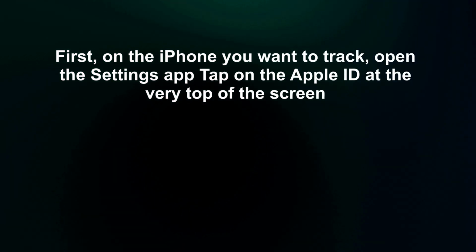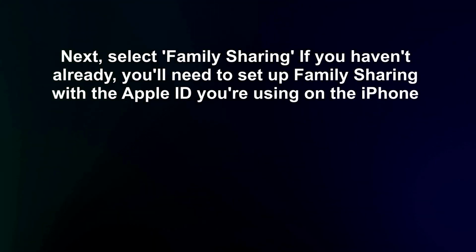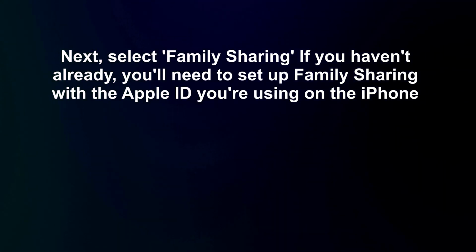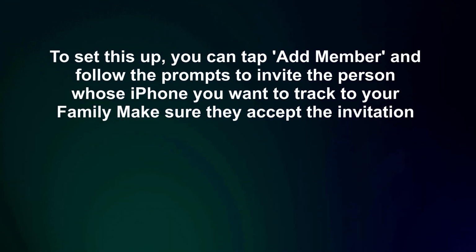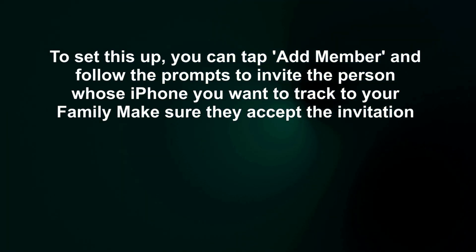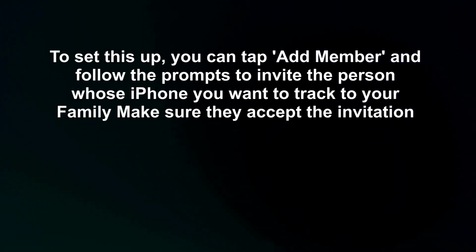Next, select Family Sharing if you haven't already. You'll need to set up family sharing with the Apple ID you're using on the iPhone. To set this up, you can tap Add Member and follow the prompts to invite the person whose iPhone you want to track to your family. Make sure they accept the invitation.